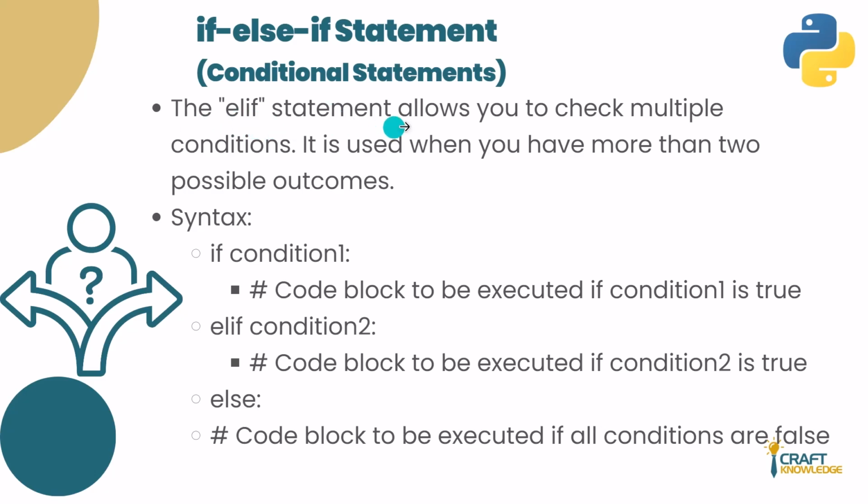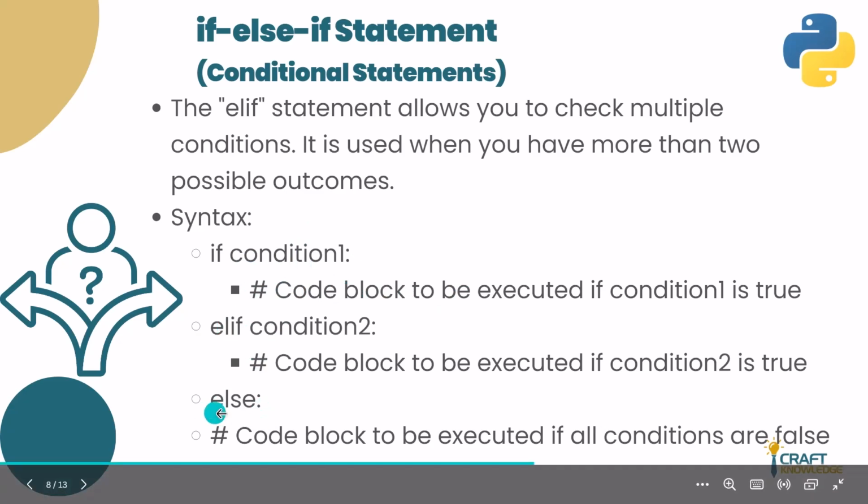So the elif statement allows you to check multiple conditions, right? It is used when you have more than two possible outcomes. So here is the syntax. If, that is the simple one. If condition 1 is true, then this code chunk is going to be executed. Ignore this second part. Come to the third part. Else, if and else. We already know this if and else thing, right?